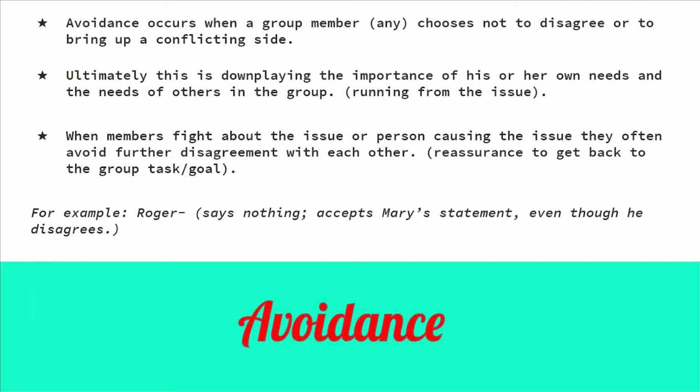Ultimately, this is downplaying the importance of his or her own needs and the needs of others in the group. Running from the issue would be another simple way to put it. When members fight about the issue or person causing the issue, they often avoid further disagreement with each other. Reassurance to get back to the group task or end goal. An example that was listed in the book is Roger. He says nothing, accepts Mary's statement even though he disagrees. So he stands on the other side of the fence, but to avoid the problem, he just goes right along with what she says.